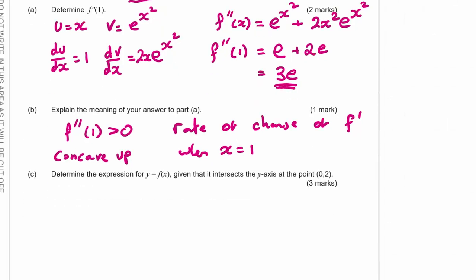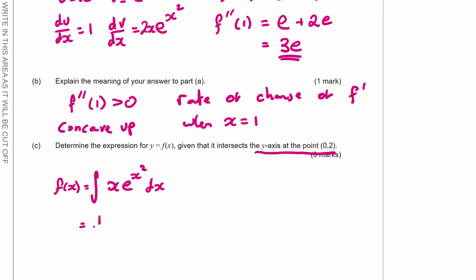Determine the expression for y equals f(x) given that it intersects the y-axis at the point (0, 2). So now we actually want to integrate. So our f' was x e^(x²). So f(x) is going to be the integral of that.